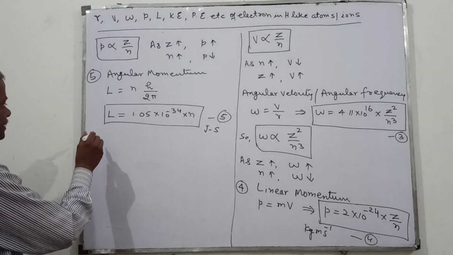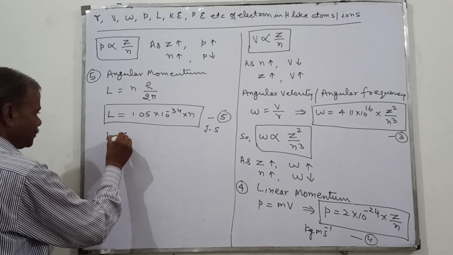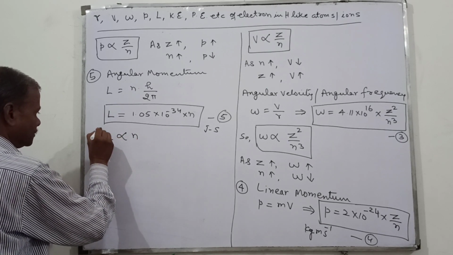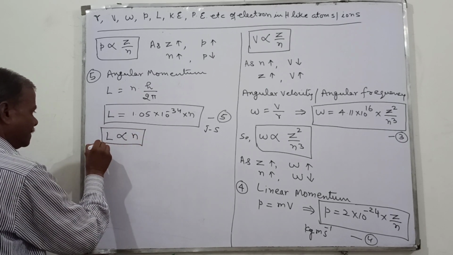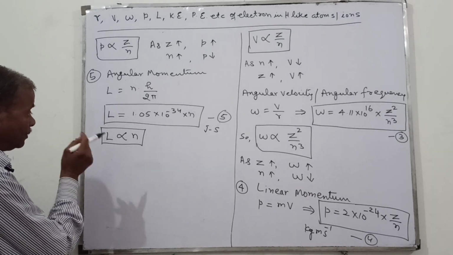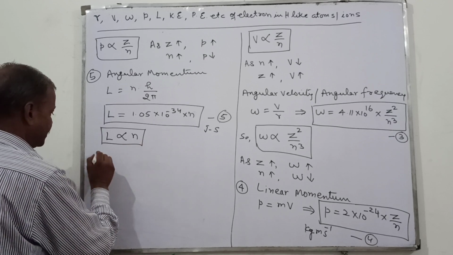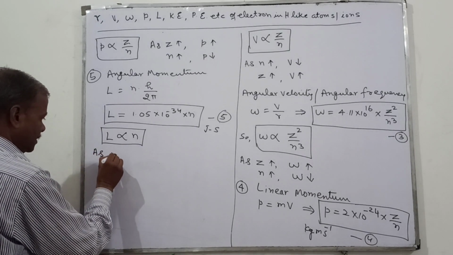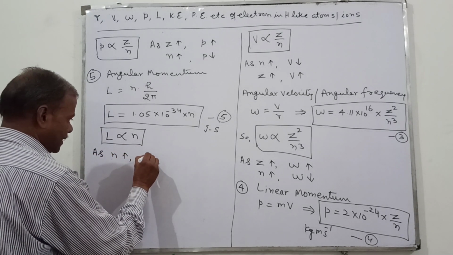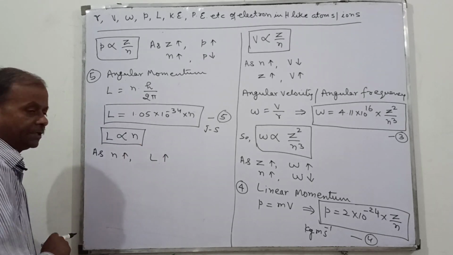So we can see that L is proportional to n. As the principal quantum number increases, L will increase. So as n increases, L also increases.